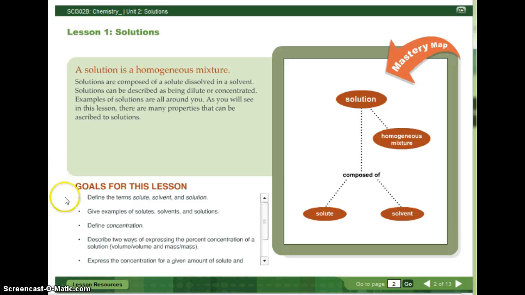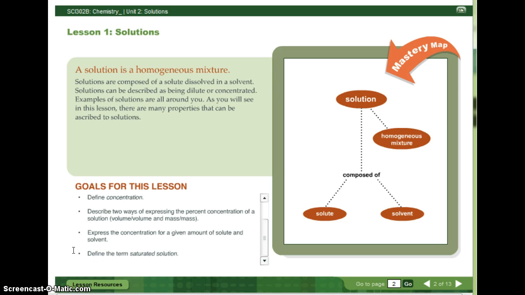All right, goals for this lesson. Define the terms solute, solvent, solution. Give examples of solutes, solvents, and solutions. Define concentration. Describe two ways of expressing the percent concentration of a solution, which can be volume-volume or mass-to-mass. Express the concentration for a given amount of solute and solvent. Define the term saturated solution.